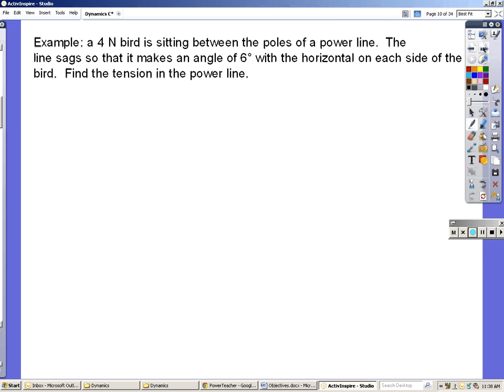Last slide. We've got a bird sitting on the power line, and you should have drawn a free body diagram before, so this should be easy for you. Essentially, you've got two tensions, which we're going to assume are equal, so we'll label both of them T. And those are 6 degrees, not 60, 6 degrees from the horizontal. And then there's also the weight of the bird, which is 4 newtons. We want to find the tension in the power line.